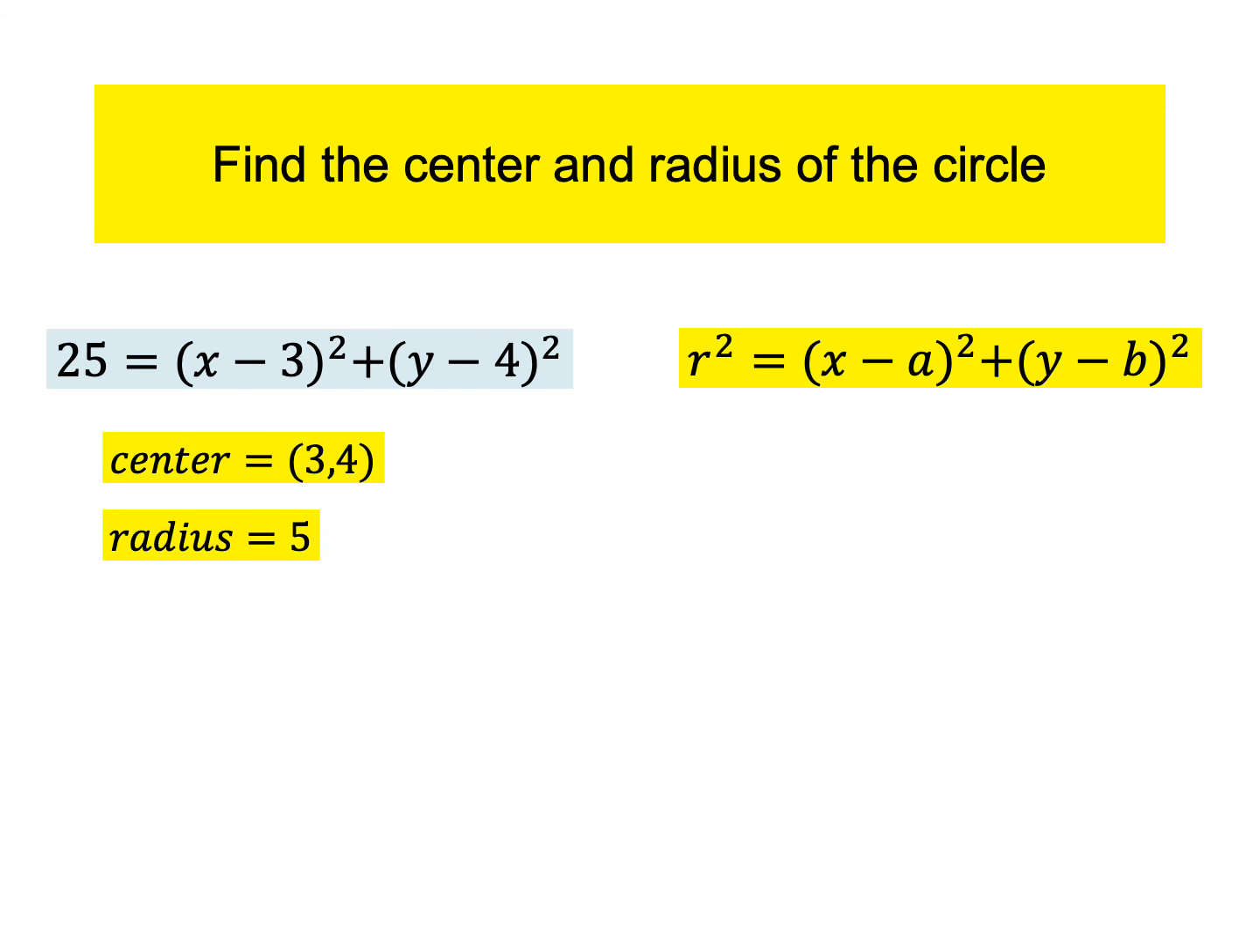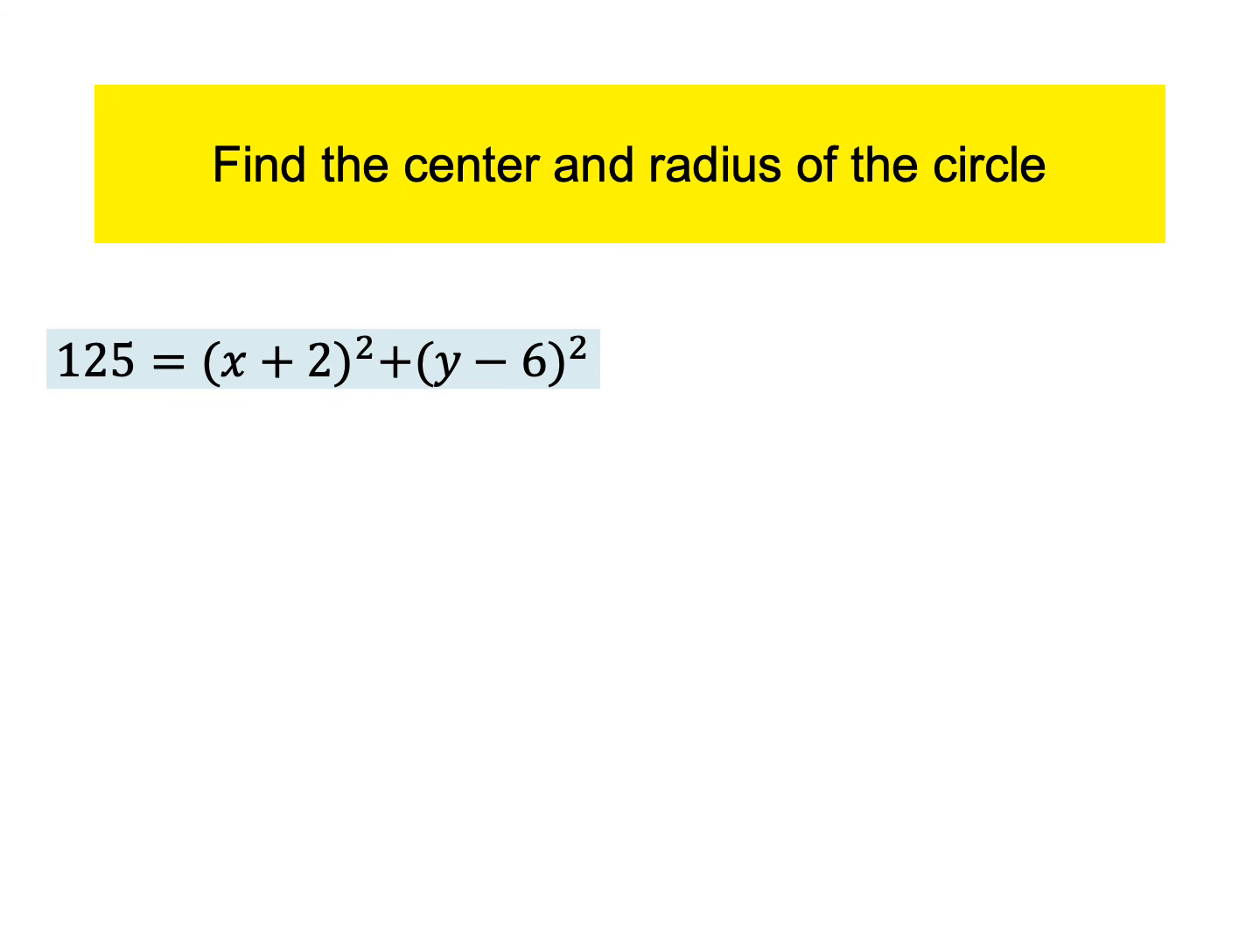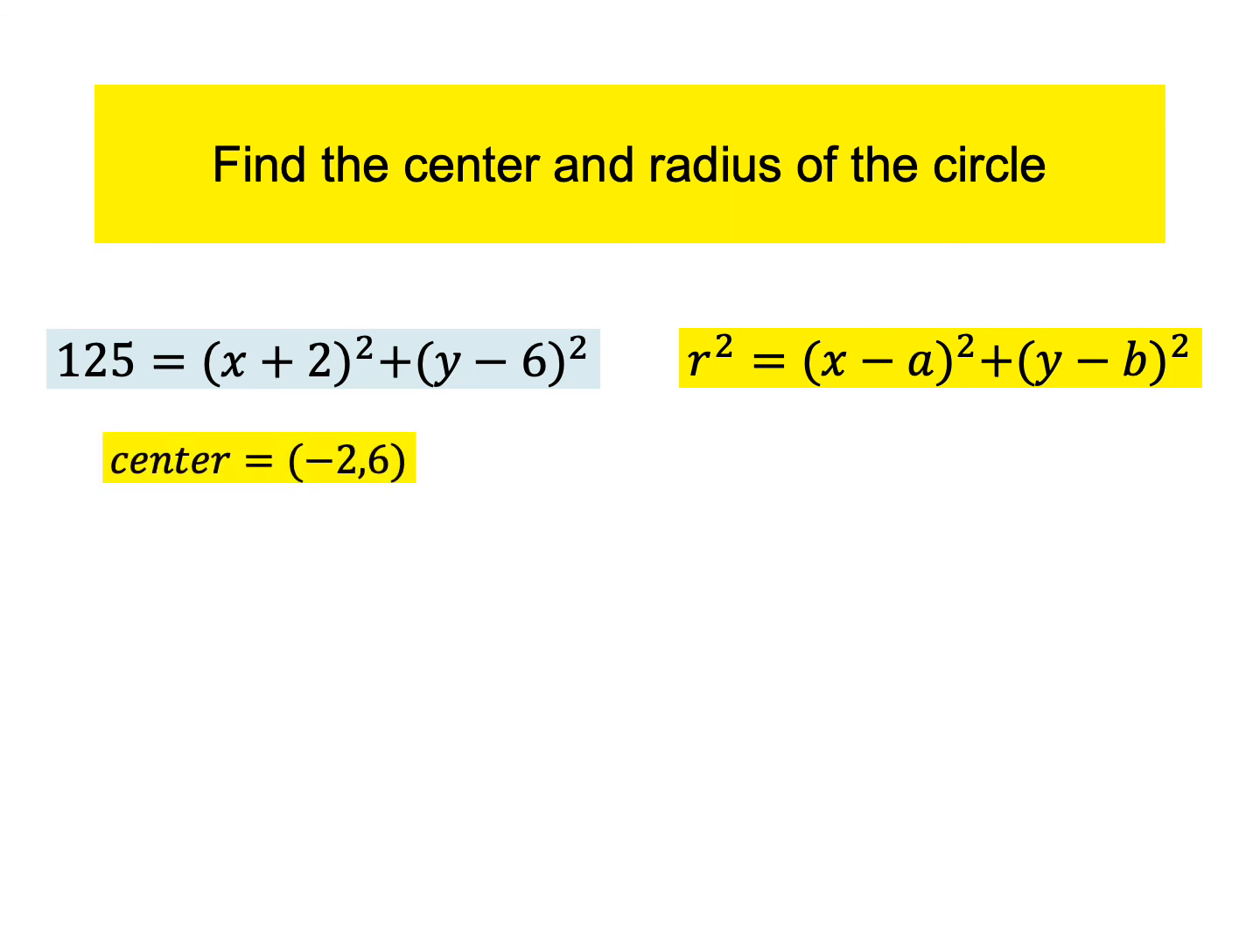Make sense? Okay. Let's see another one. So find the center and the radius of the circle. If you need to, write that equation next to it so you can see. So where's the center? Remember, the formula says x minus a. It doesn't say x plus a, but ours says x plus 2. So in this case, the center is not at 2, 6. It's at negative 2, 6. Why? Because our equation says x plus 2.